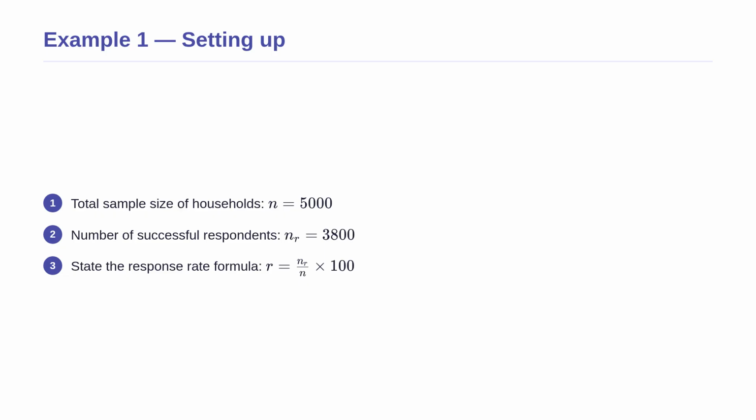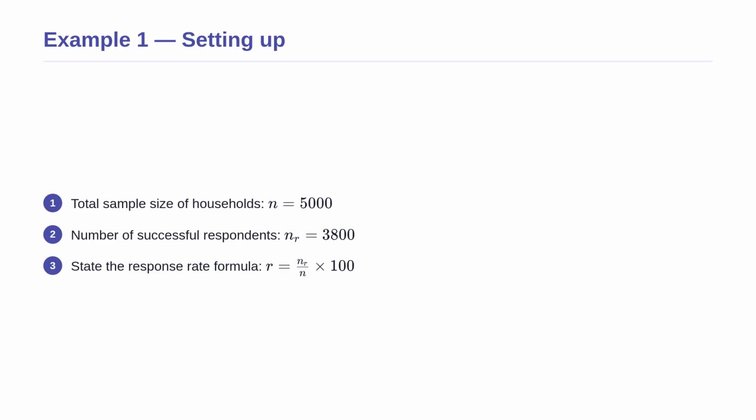Let us see this formula in action with a concrete example. A government statistical agency is conducting a survey on household electricity usage. They mail out questionnaires to a total sample of 5,000 households. After a month of waiting, they receive properly filled out forms from 3,800 households.